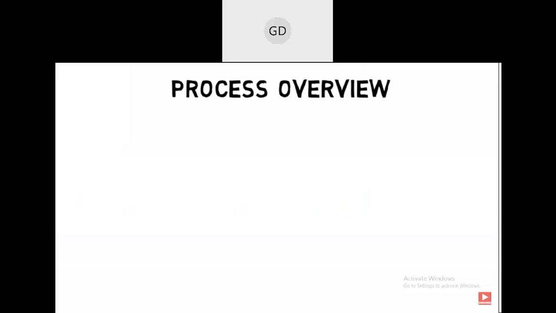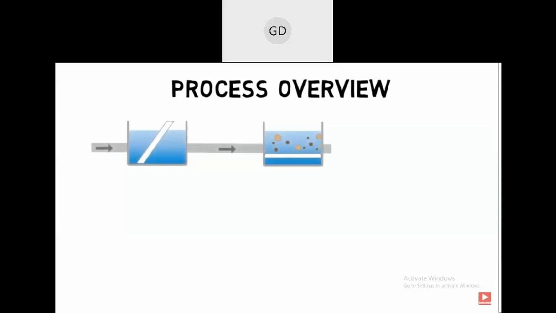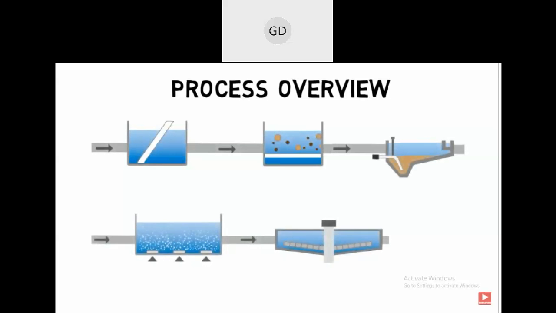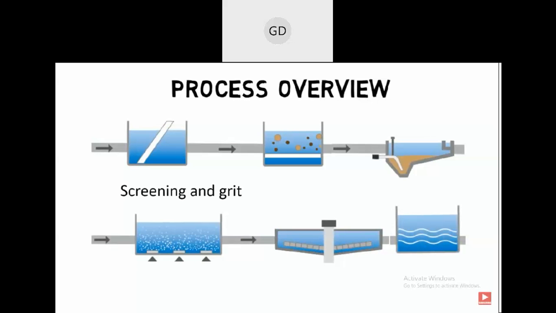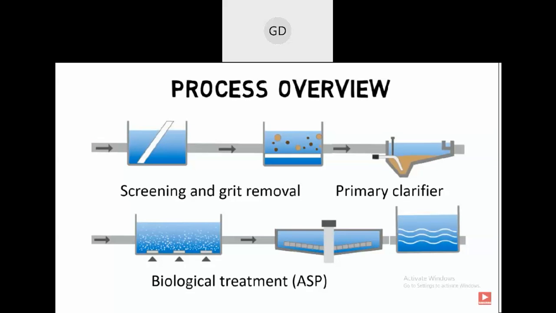Activated sludge is worldwide the most used suspended growth process in wastewater treatment. The treatment process can include different steps, but most commonly are screening and grit removal to filter out debris, primary clarifier for particle sedimentation, biological treatment with activated sludge consisting of an aeration basin, secondary clarifier, and recycle stream, disinfection for final removal of germs and bacteria.